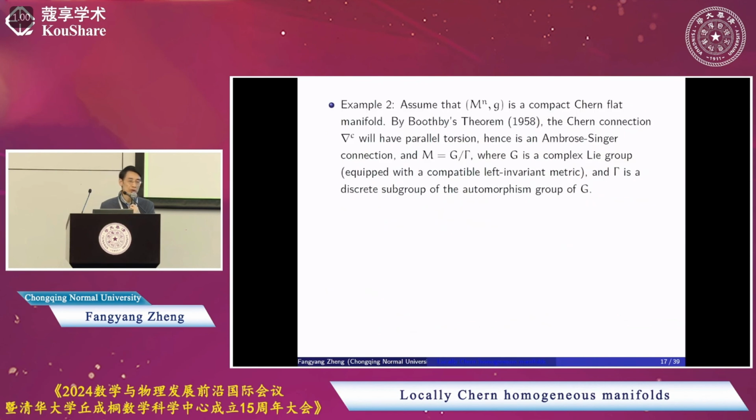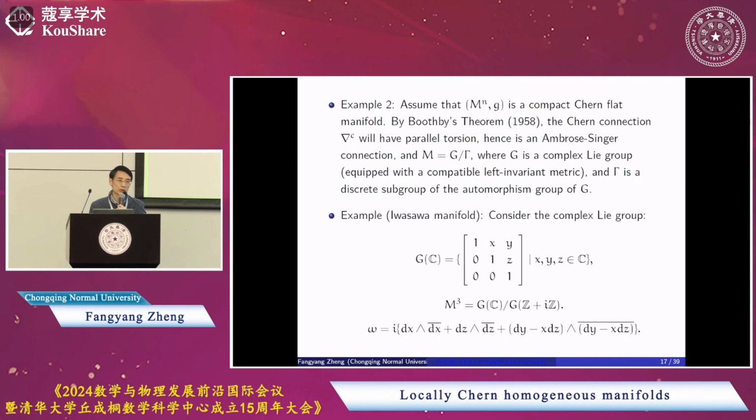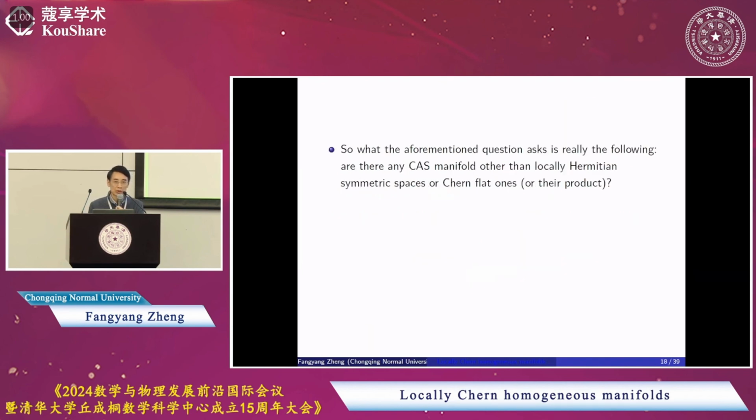So the next example would be the Chern flat ones. So Chern flat in dimension 3 or higher, it doesn't have to be Kähler anymore. In this case, Boothby's theorem says that if you have a compact Chern flat manifold, then the torsion is always parallel. Therefore, it's Ambrose-Singer. They're essentially the quotients of complex Lie groups. So, for example, this Iwasawa manifold is the simplest kind of example. So our first question is, are there any other examples? You can take products, right? Things like that.